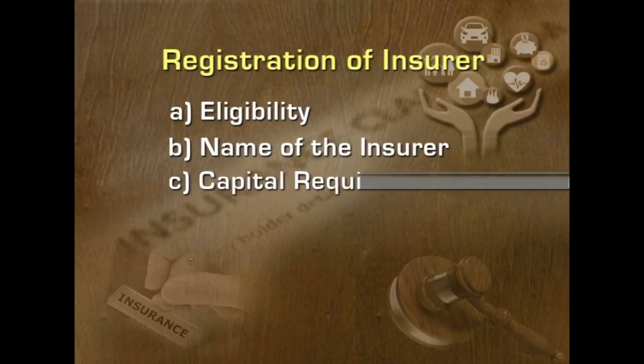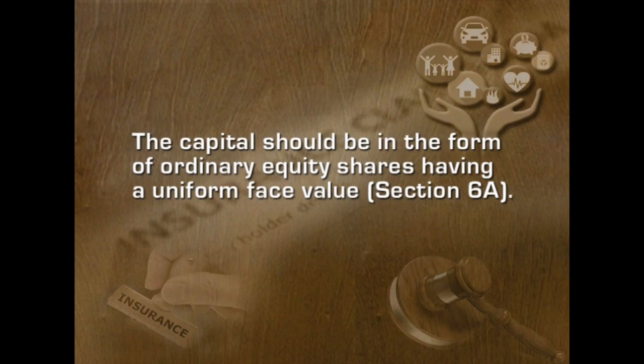Name of the insurer. The name of the insurance company should not be similar or identical or deceptively resembling a name which is already in existence or closed, with or without any intention to deceive the customers. Capital requirement. The minimum capital required to start either life or general insurance business is rupees 100 crores and reinsurance business is rupees 200 crores. It is in addition to the deposits to be made under Section 7 of the Act and preliminary expenses incurred. The capital should be in the form of ordinary equity shares having a uniform face value.